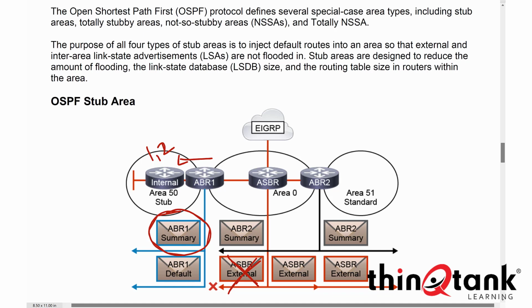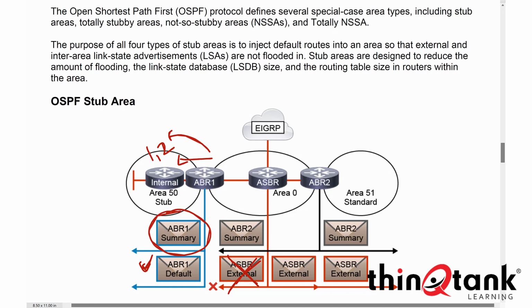But I still want to be able to route to those external routes. I still want to be able to get to those external domains. I may not have visibility as to what they are individually, but I still want to be able to route to them. So the ABR in this case will automatically start generating a default route into Area 50. And that default route will actually come in as an OIA route, a type 3, because type 3s are allowed. Now, what else is not allowed in a stub area? ASBRs are not allowed in a stub area. You cannot have an autonomous system boundary router in a stub area.